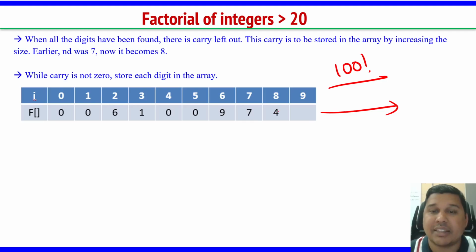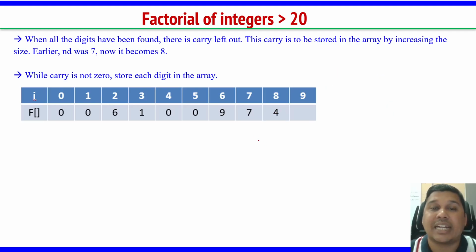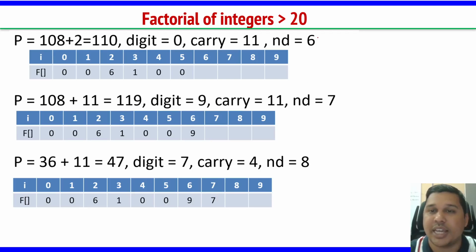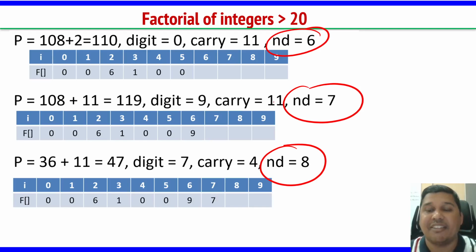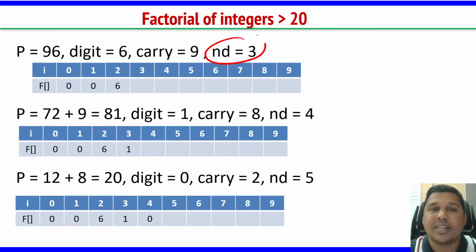How many numbers are there? Till how long did I go? That count I am maintaining in a variable. If you see here, ND6, ND7, ND8, I am maintaining a variable here, right? What is this number? It's an index.